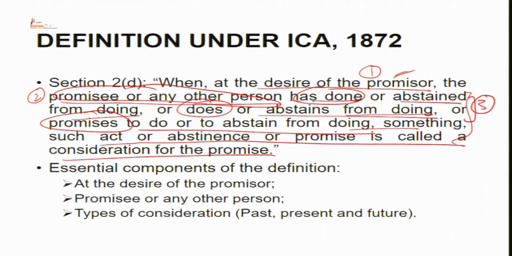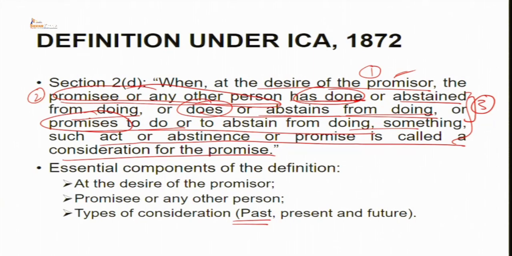It says has done or abstained from doing, does or abstains from doing, or promises to do or to abstain from doing something. So, these changing tenses are highlighting the different types of consideration. When we say has done or abstained from doing, that means it is already done. So, this is what we call past consideration, right?